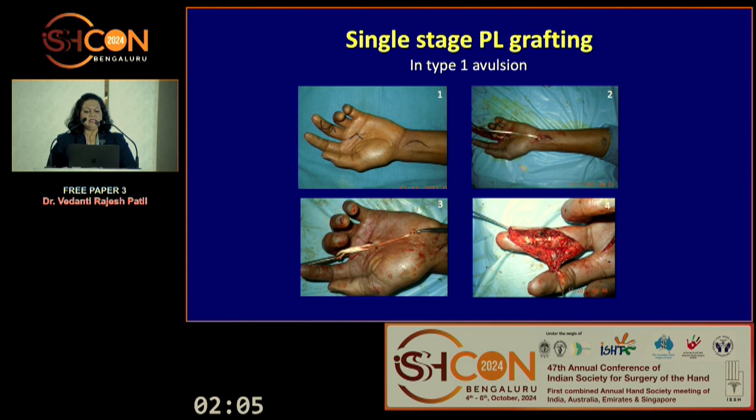This is a single stage PL grafting done in type 1 avulsion. Here the C3 and the A4 pulleys we had to reconstruct.